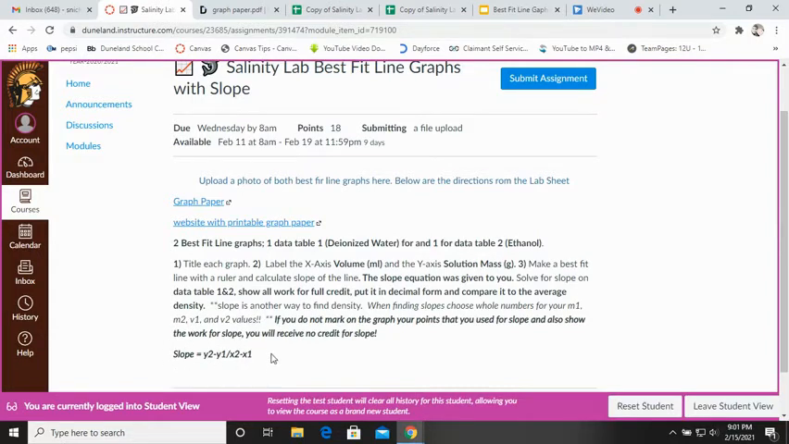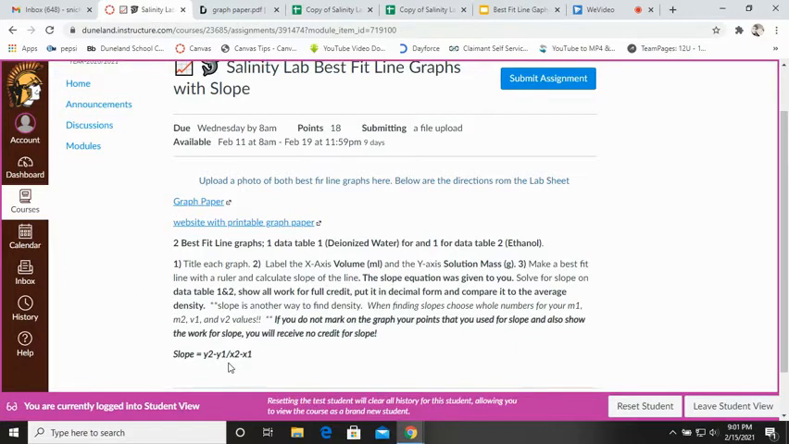It's y2 minus y1 divided by x2 minus x1. But on our data tables, since it's a mass volume graph, I substituted mass for y and then volume for x. So on your data table, it says m2 minus m1 divided by v2 minus v1. Just substituted them in. Solve for slope on the data table 1 and 2. Show all of your work for full credit. Put it in decimal form and compare it to the average density. Slope is another way to find density.